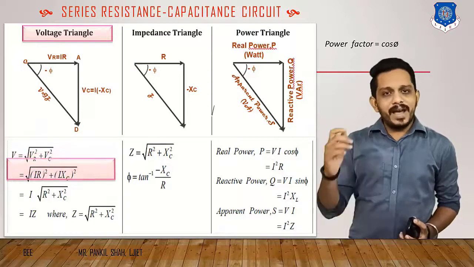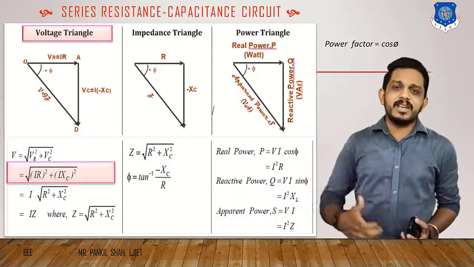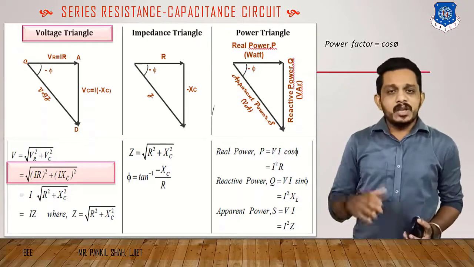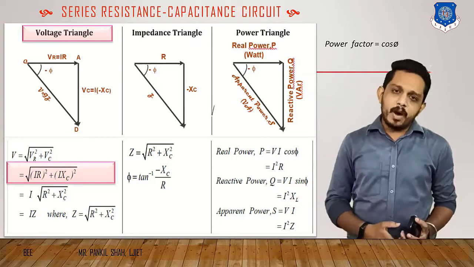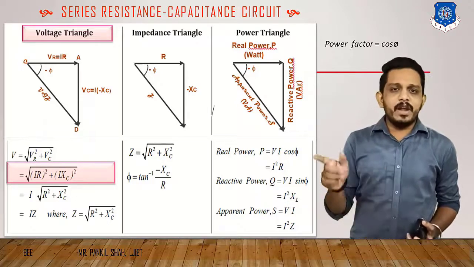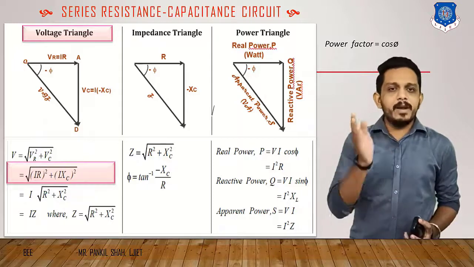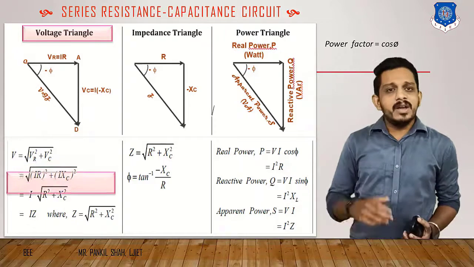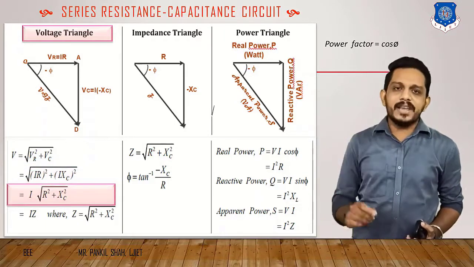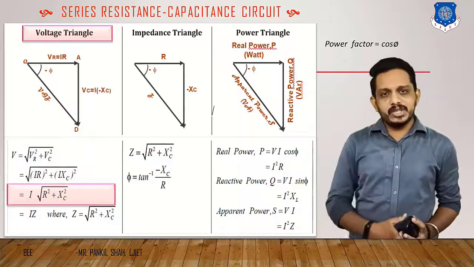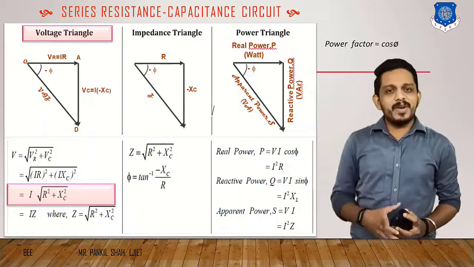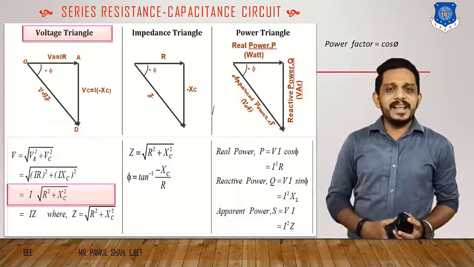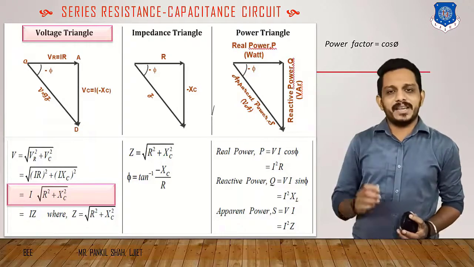If we put the values of VR and VC in this equation, then it will be under root IR square plus IXC square. So I square can be made common from these two terms, then it will be under root I square in bracket, R square plus X square. If we take I square outside the square root, then V equals I under root R square plus X square. So this under root R square plus X square is known as the impedance of this circuit. So Z equals under root R square plus X square.